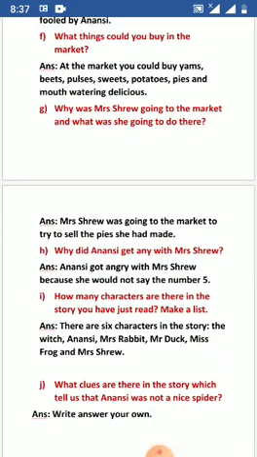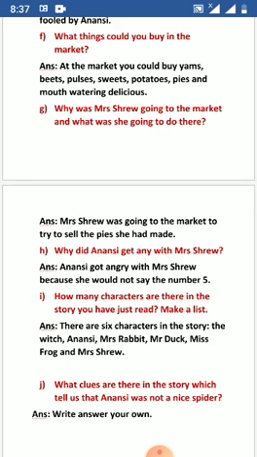Question H: Why did Anansi get angry with Mrs. Shrew? Answer: Anansi got angry with Mrs. Shrew because she would not say the number 5.